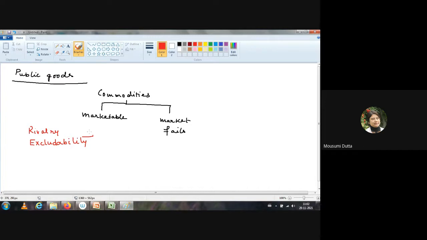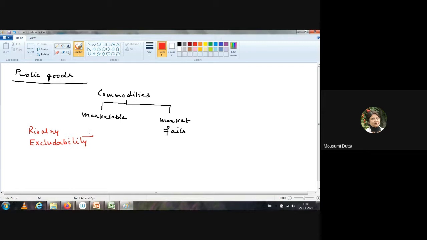Otherwise, if I cannot exclude, and if the consumption is not rival, both of us are equally enjoying the street light. You are consuming, but that does not mean I will not be able to consume it. In the case of street light, the consumption is non-rival. You are enjoying, I am enjoying, a third person coming from outside is also enjoying. Similarly, if there is a park in the locality, everybody can go there for the morning walk.